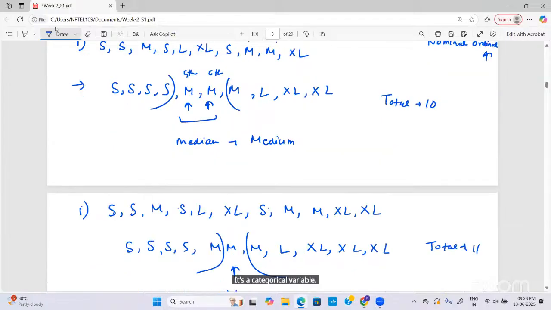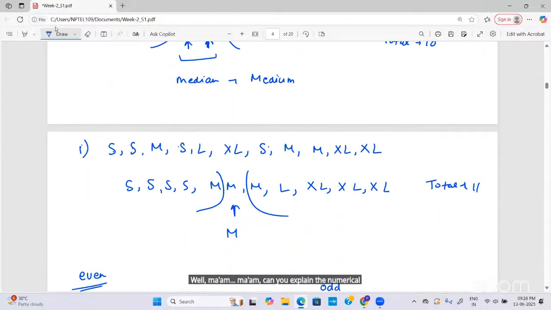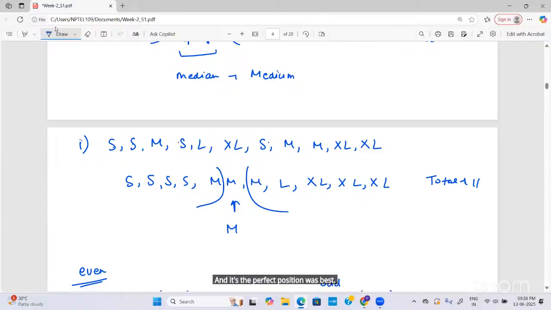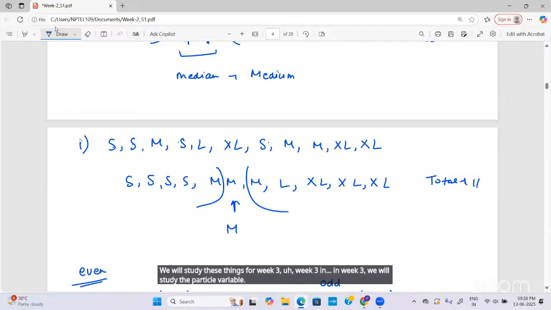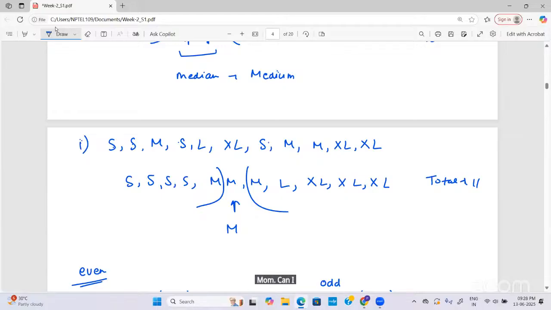Ma'am, can you explain the numerical equation? For the numerical variable, we will see the question in week 3. In week 3, we will study numerical variables. Ma'am, can you go to the previous question, please?